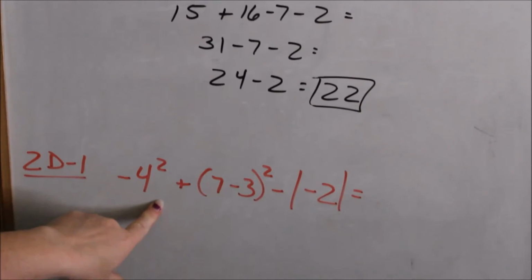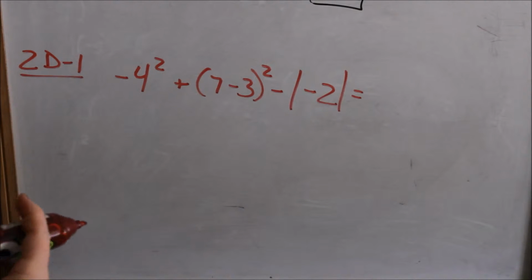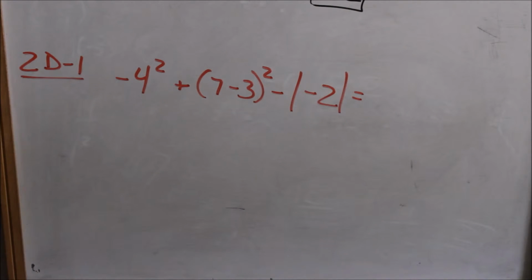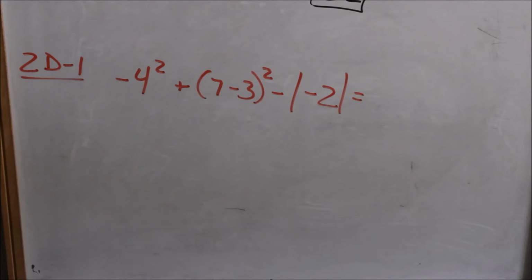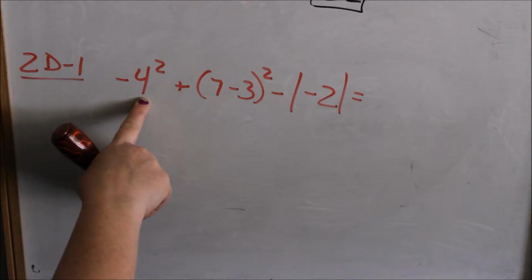Okay, now let's look at 2D1. And the way I just worked the last problem, I encourage you to do these step by step, just as I did it, okay? If you try to do a lot of steps in your head, you have more chances of making a mistake. PEMDAS says do parentheses and exponents first. So therefore, I'm going to do this exponent first.